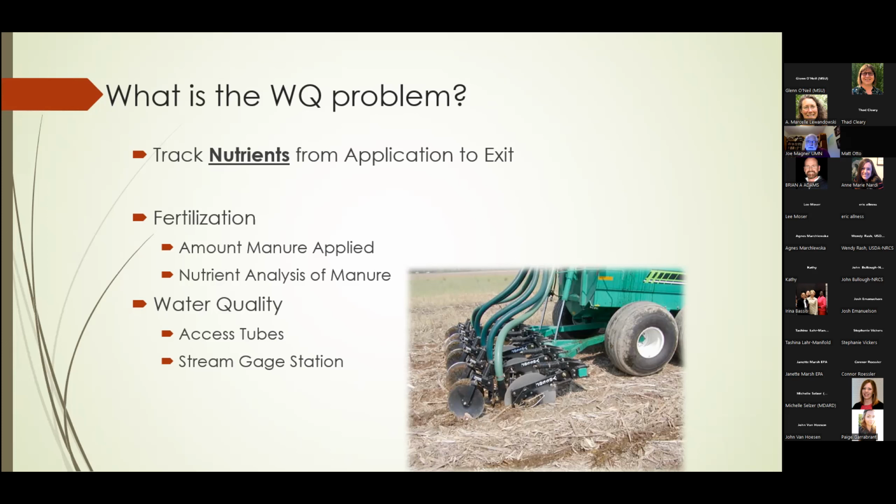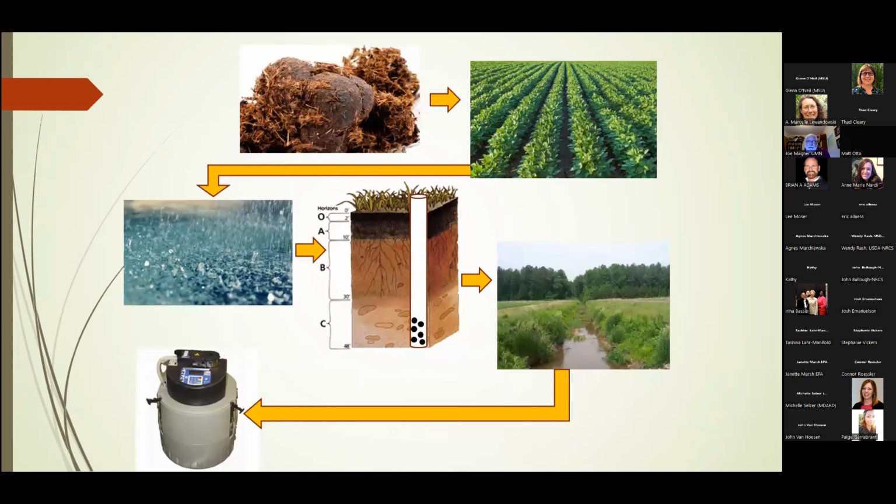We set up some stream gauge stations. This is just a schematic showing what Herb did in terms of looking at the manure application and the amount of precipitation being added to the system. Part of the area was tile drained. Some of the area was not.